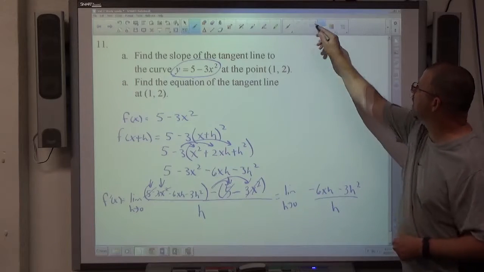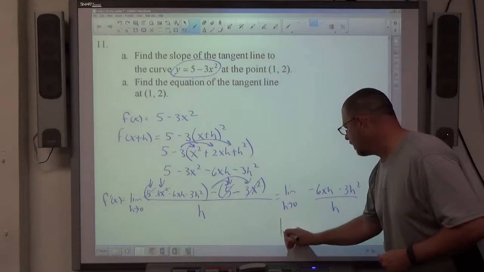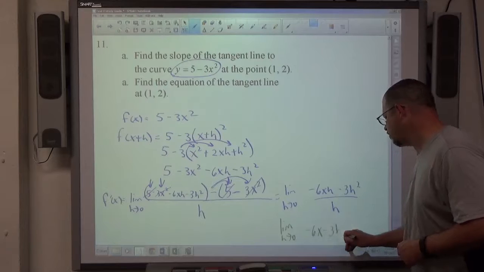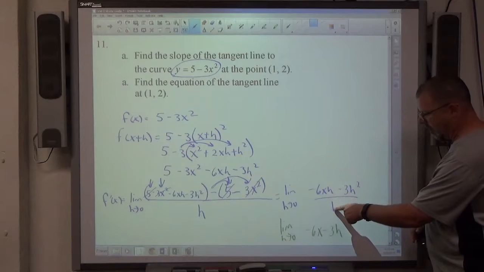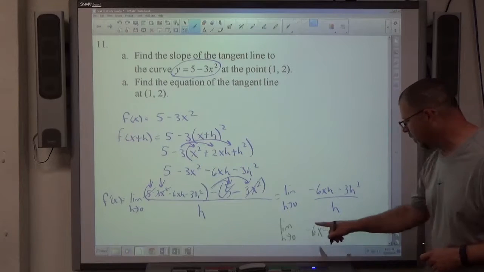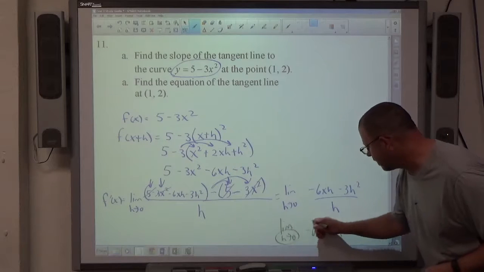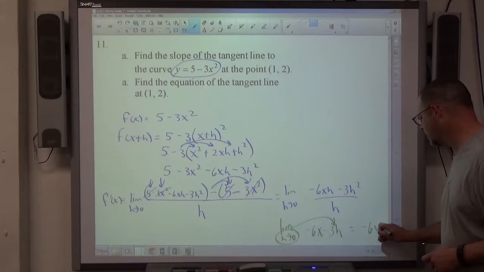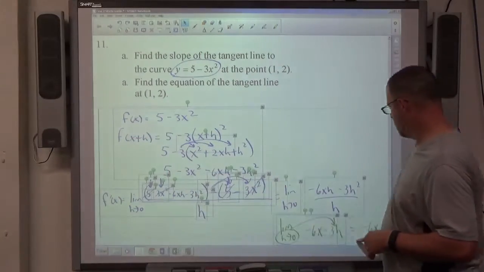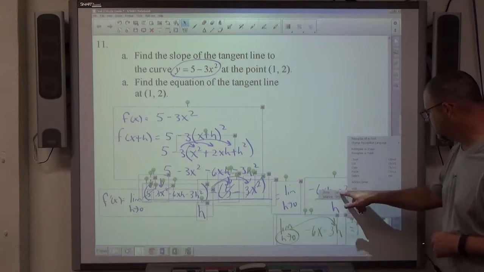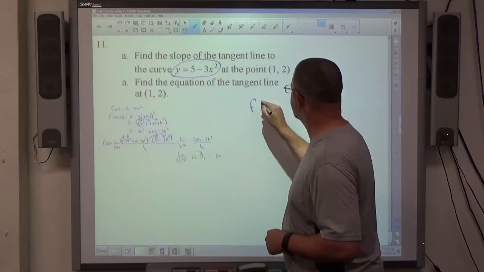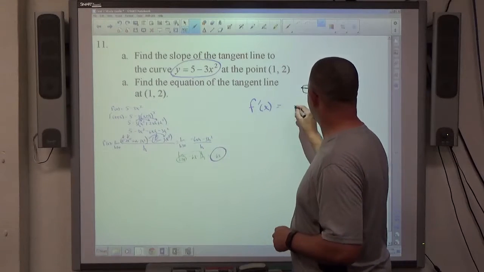At this point, everything has an h on it, so canceling by h is legal. So limit as h approaches 0 of negative 6x minus 3h. One of the two h's cancel, leaving me an h left over. And if I substitute in 0 at this point, negative 6x minus 3 times 0 gets me negative 6x. Okay, so all that work was to get me a slope formula. All that work gets me this information: that my first derivative, f prime of x, is equal to negative 6x.